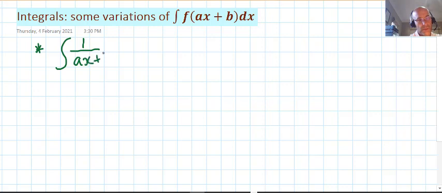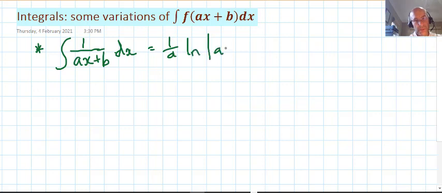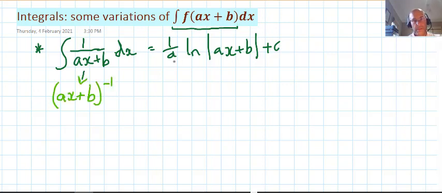So the integral of 1 over ax plus b dx, and we know that that equals 1 on a times the natural log of the absolute value of ax plus b plus constant. Now that is one of these, because the ax plus b is clearly identifiable there, and if we make a u substitution, the function is something to the -1. So yes, there's an example.